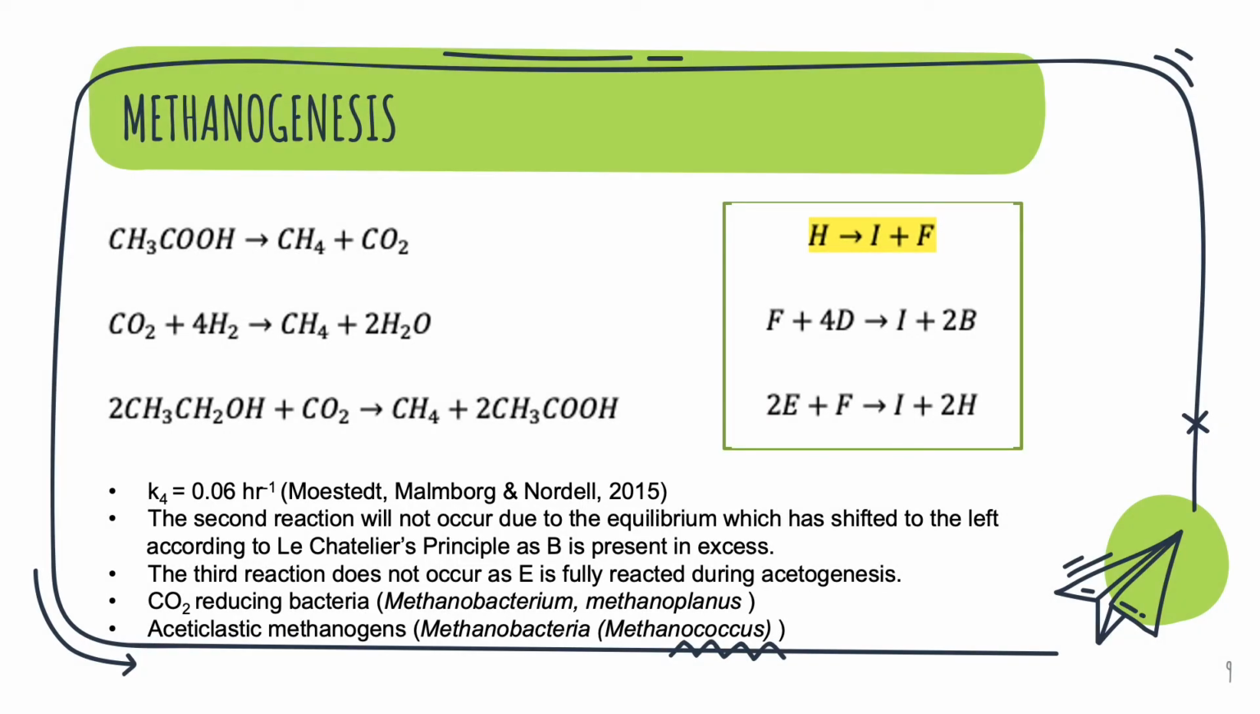And as for the methanogenesis, the K4 is 0.06 per hour. The second and third reactions will not occur, and the microorganisms that are present here are the carbon dioxide reducing bacteria and the acetoclastic methanogens.